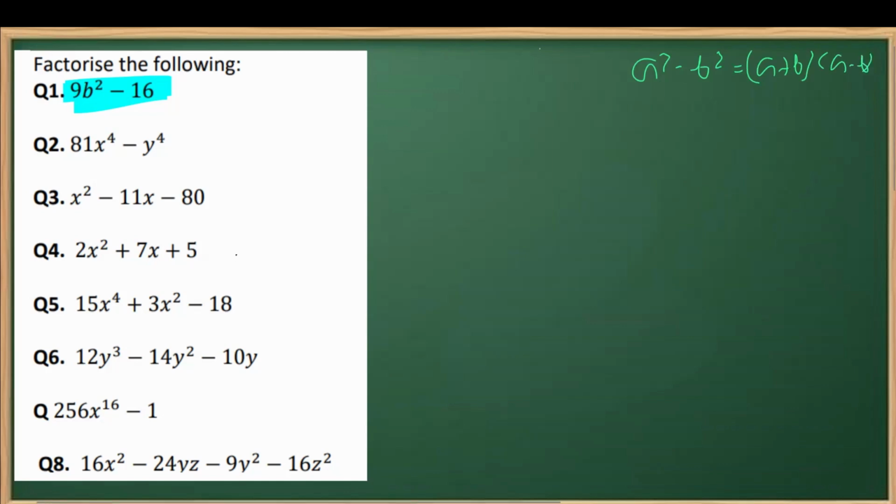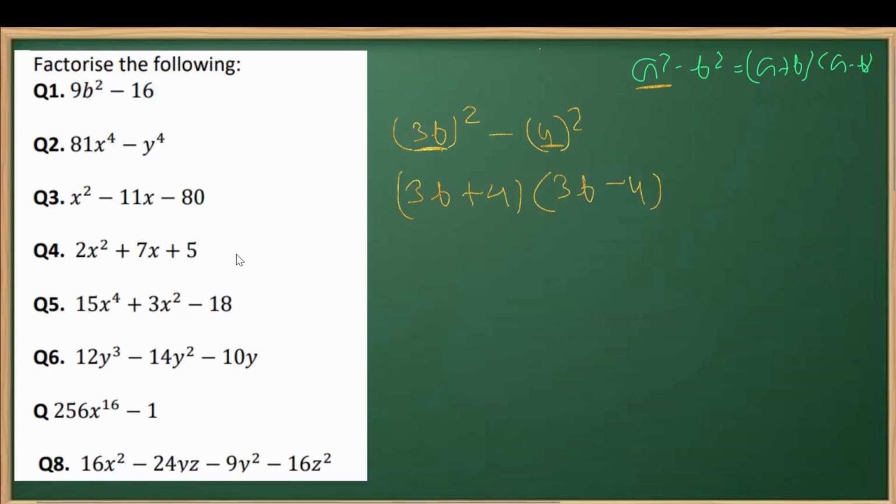I can write this 9b square, right? We have 9b square can be written as what? 3b the whole square. And similarly, we can write 16 as what? 4 square. So for the identity, we have this as A and this as B. So it can be written as first term plus the second term, multiplied by first minus second, right?